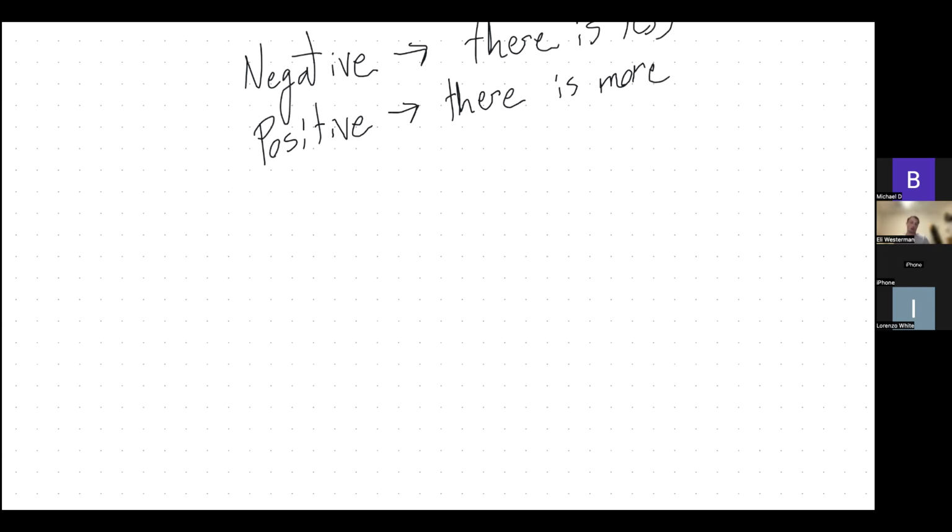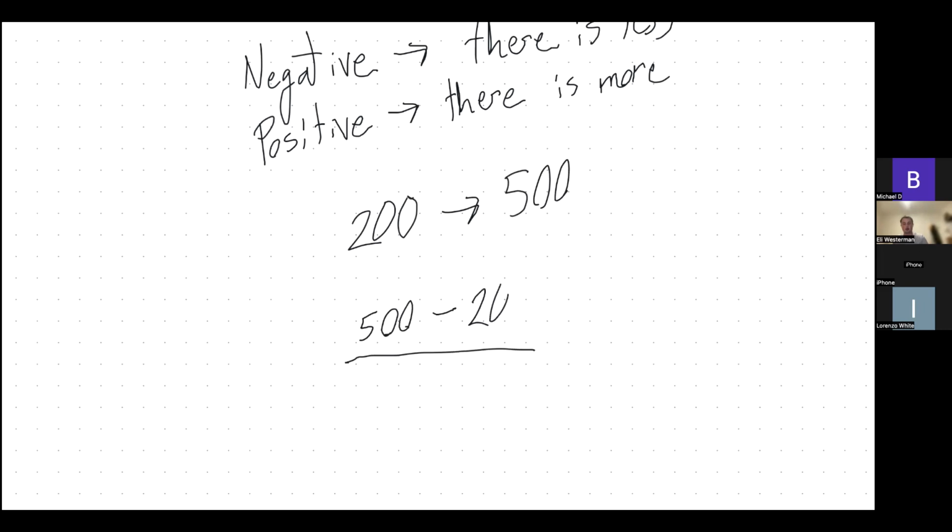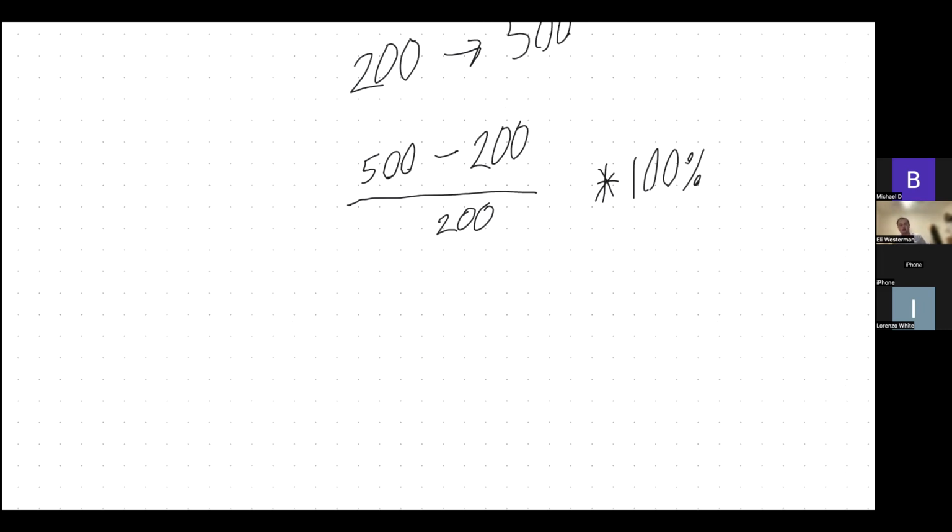So we're going to go from 200 to 500, and I want to know the percentage change. So we're going to take the new one, 500, subtract the old one, 200, divide by 200, and multiply by 100%. So 500 minus 200 is 300, divided by 200. Now, one way you can do this simply, which I'm going to do here for the sake of time, is you can get rid of these zeros. So 3 over 2 times 100%.